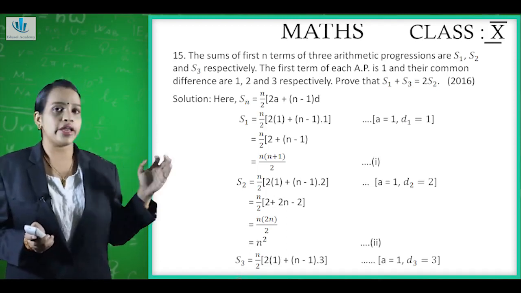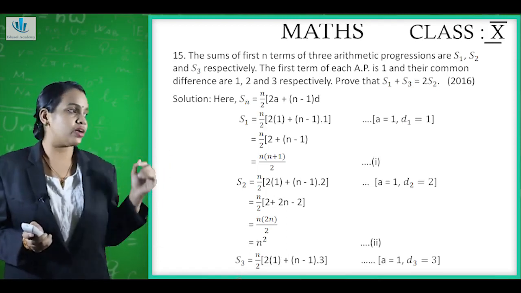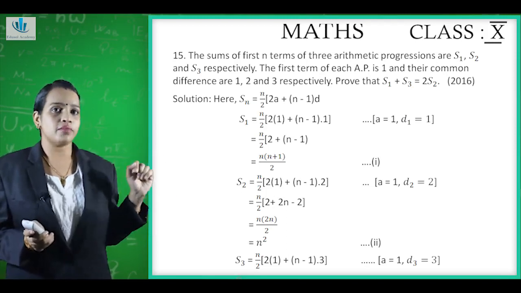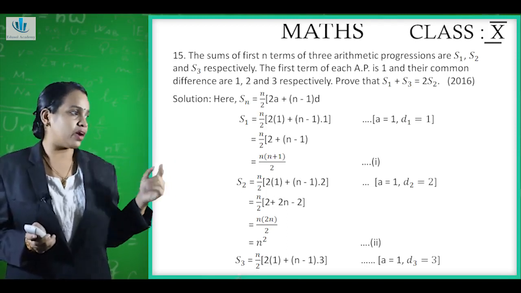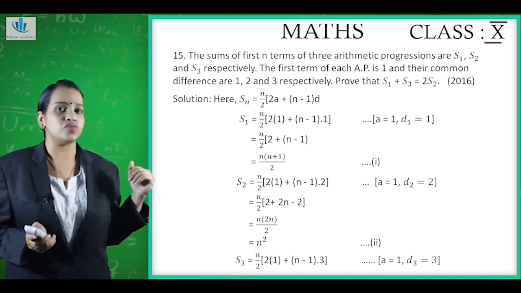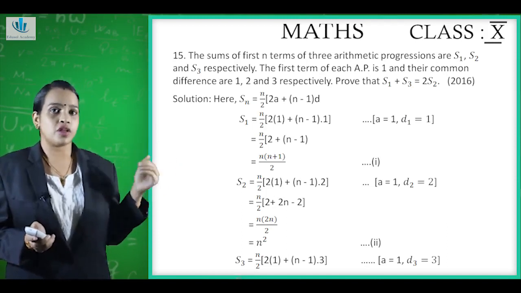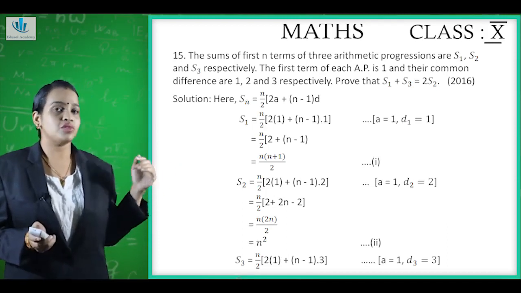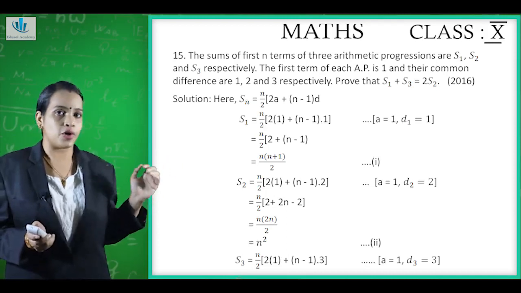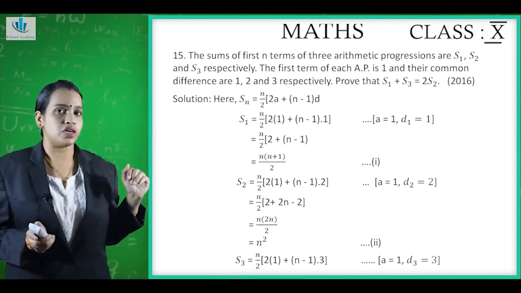So it becomes n upon 2 into 2 plus n minus 1, that is, when we multiply by 1 it stays as it is, so it is n minus 1. So when we open the bracket it gives n into n plus 1 upon 2, we will call it equation 1.